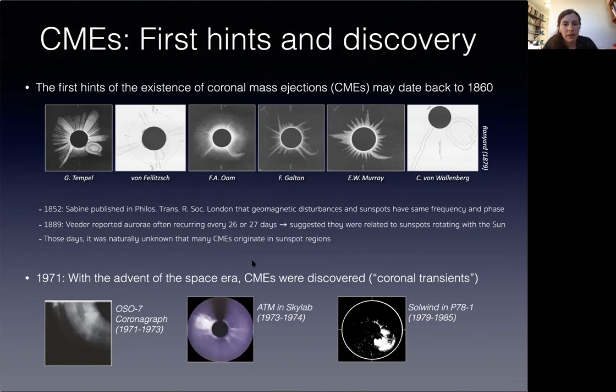We believe that the first registered hints of their existence may date back to 1860, when several observers simultaneously drew these sketches during a very popular total solar eclipse across Europe. And now we believe that this is a clear hint of a coronal mass ejection that was taking place during that total solar eclipse.